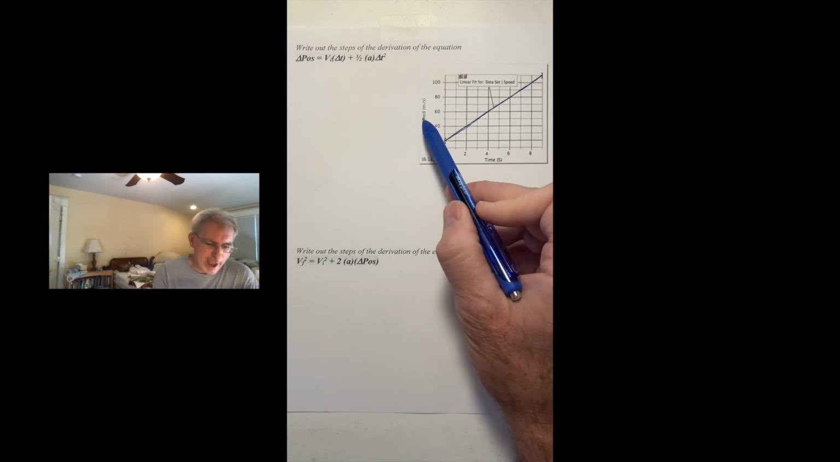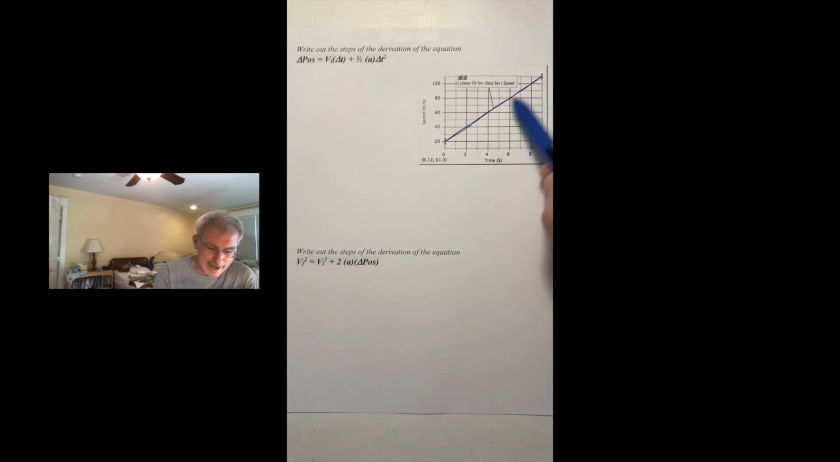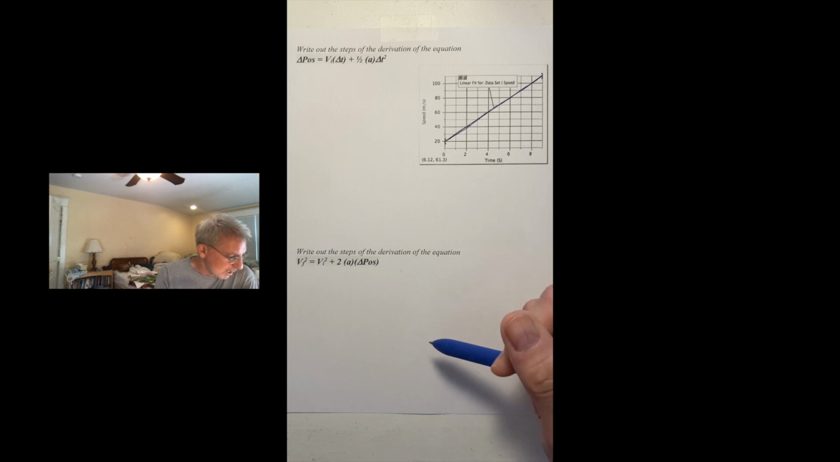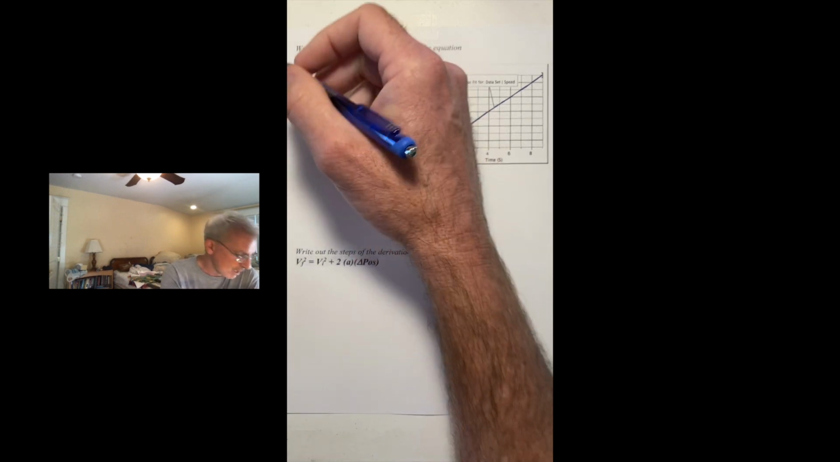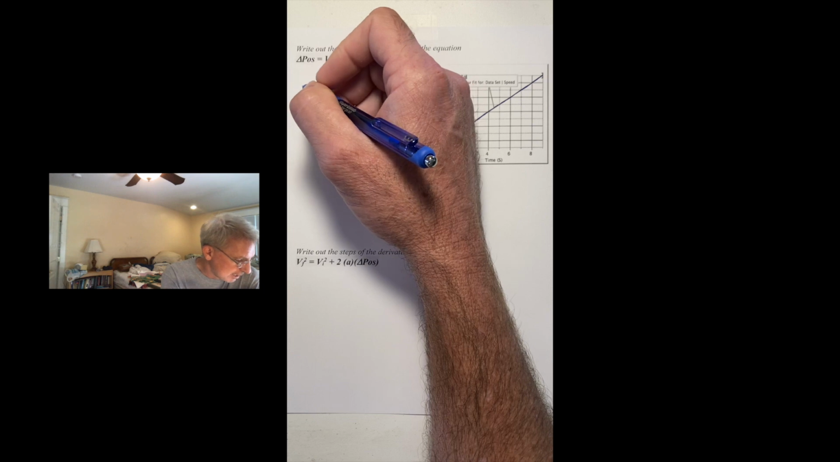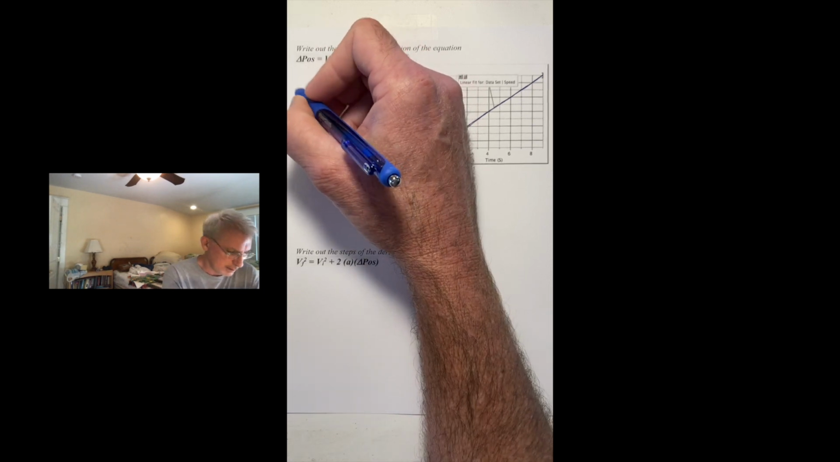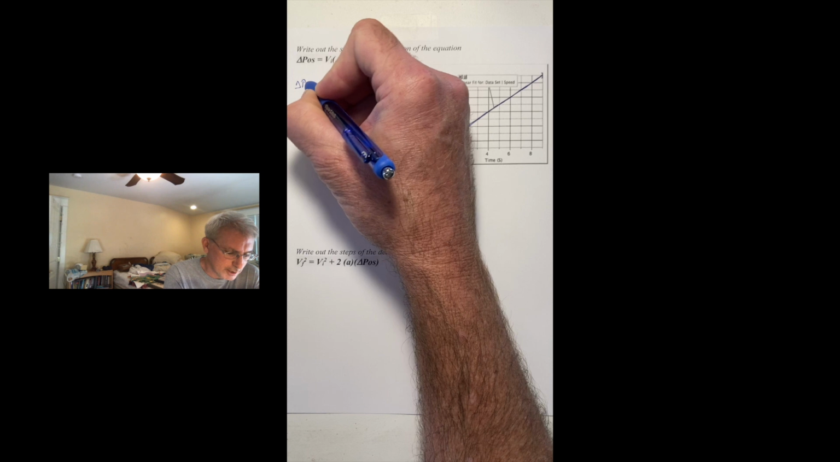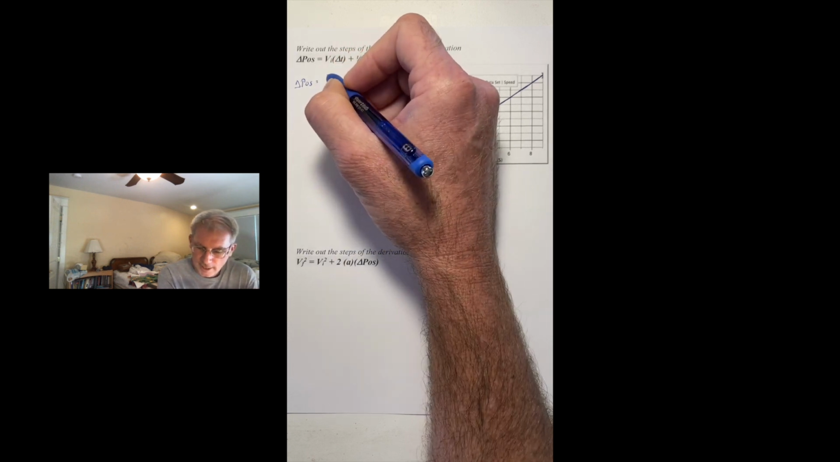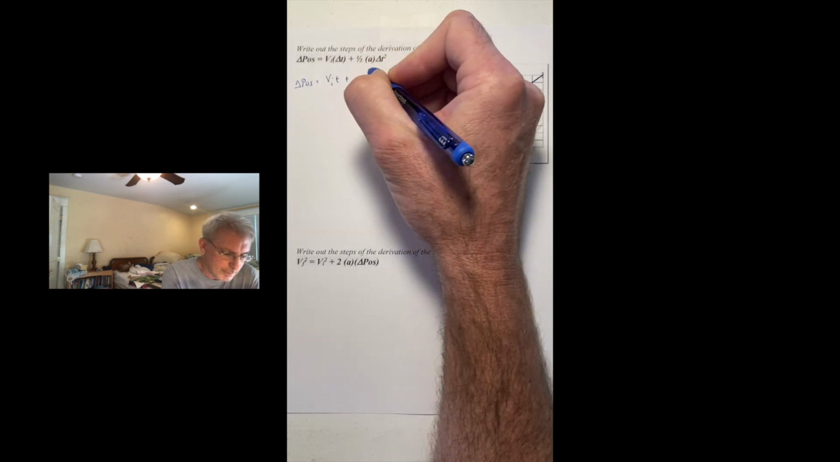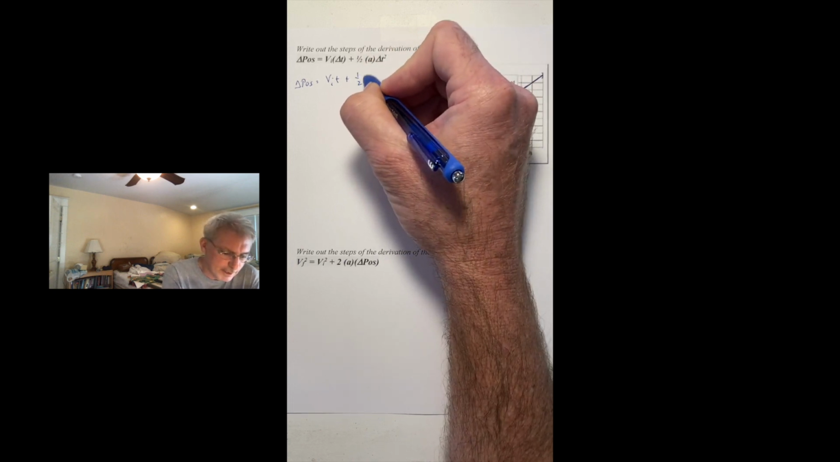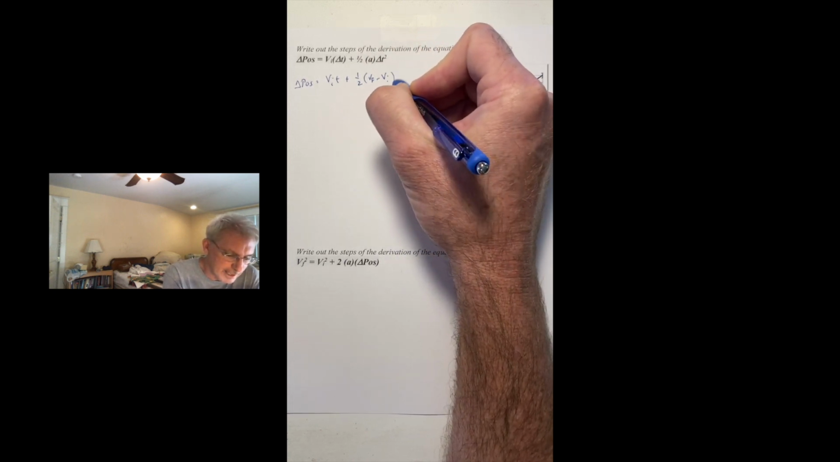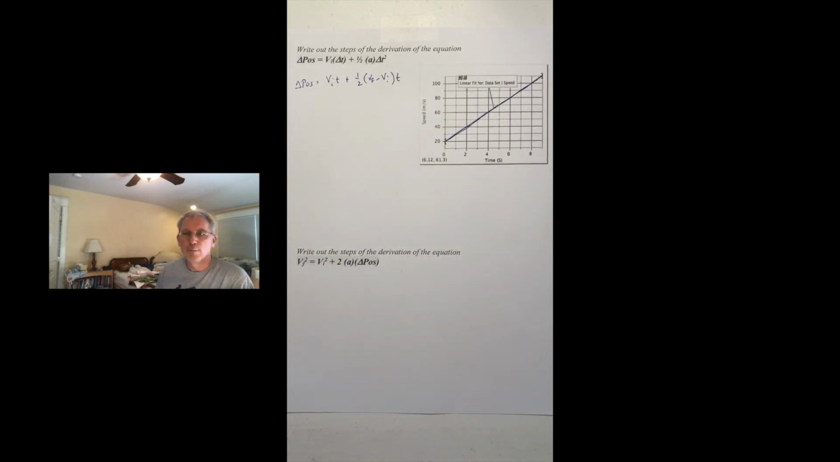Okay, it's the same graph, speed versus time. It's actually exactly the same graph. So I'm going to rewrite what we had before. I'm going to tell you that our change in position is our VIT plus 1/2 (VF minus VI) times T. So if you remember, we arrived at this around the third or fourth step of the graph when we were deriving that last equation.